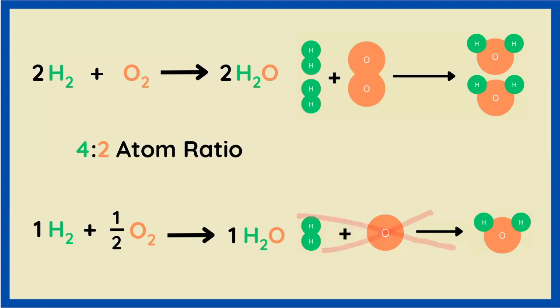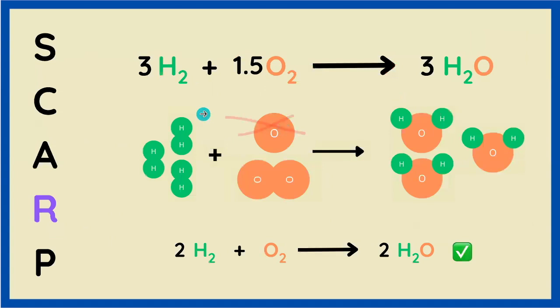Ultimately, this is because you can't have a fraction of a molecule. You can't split an O2 molecule in half and have it be the same molecule. So this right here is no longer the chemical reaction of interest. Even if 3H2 plus 1.5 O2 gives 3H2O matches atom counts and follows the law of conservation, it's not chemically valid because, again, molecules aren't divisible. You can't chop them in half.